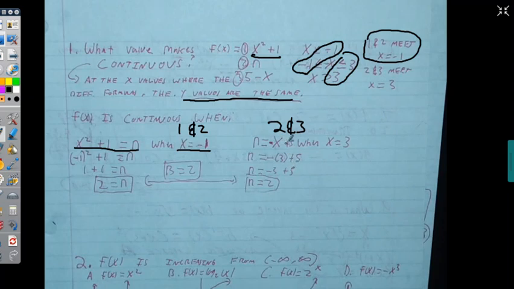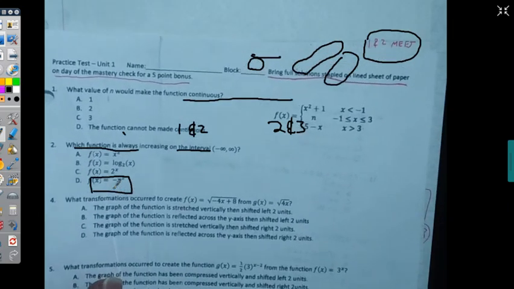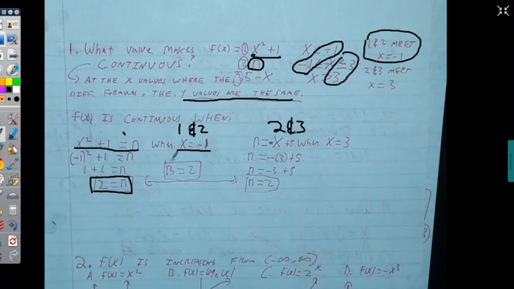Now negative x plus 5. n is equal to negative 3 plus 5, plugging in 3. Negative 3 plus 5, and n is equal to 2. Because both when 1 and 2 meet, and when 2 and 3 meet, our value n here has to be equal to 2, the answer choice is going to be B, 2. That is the value that n has to be in order to make this piecewise function continuous.